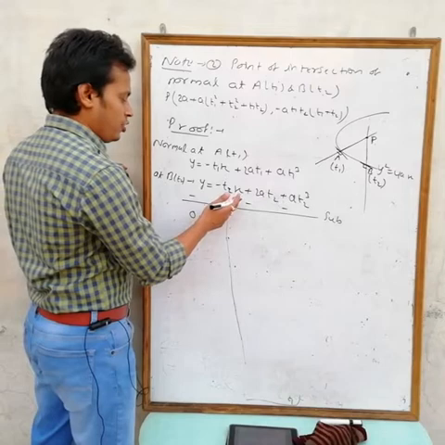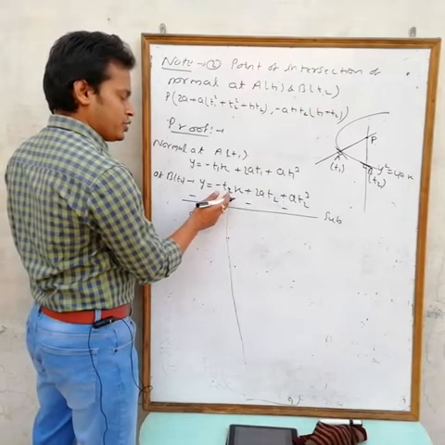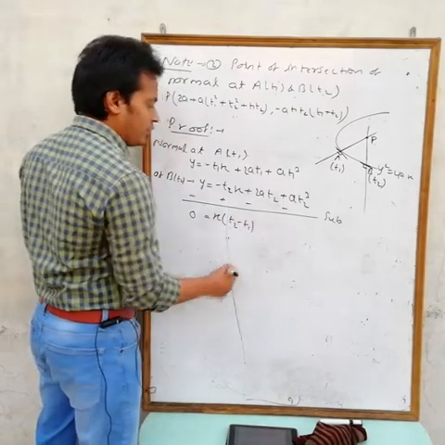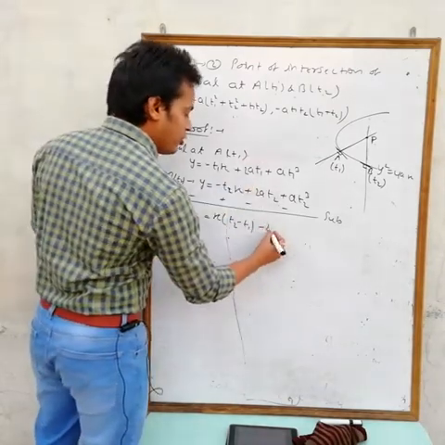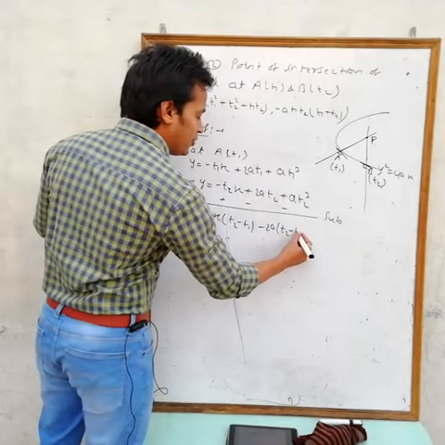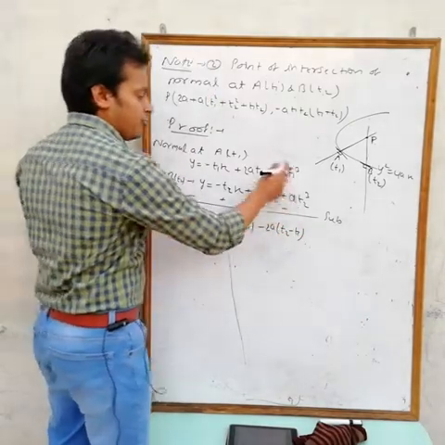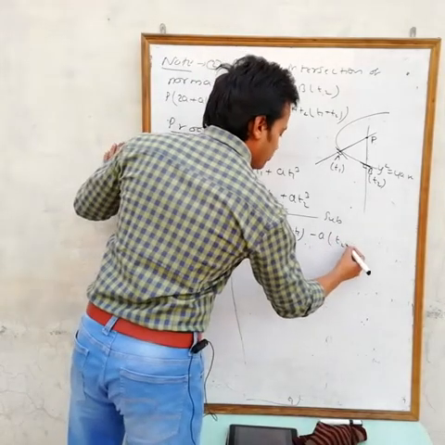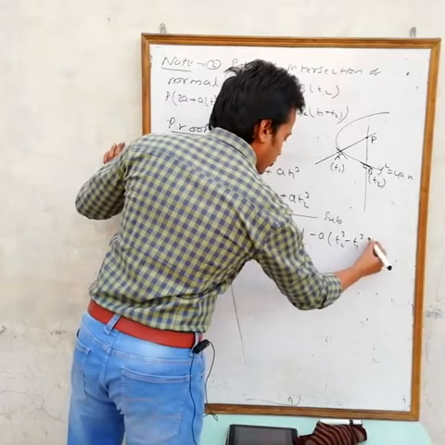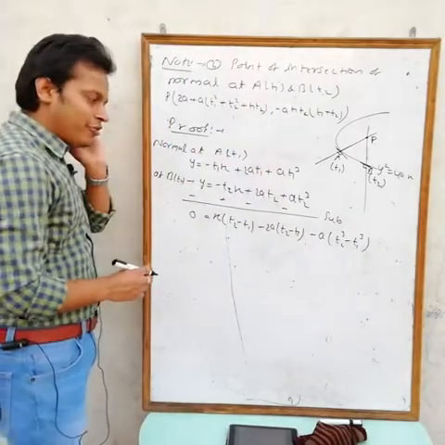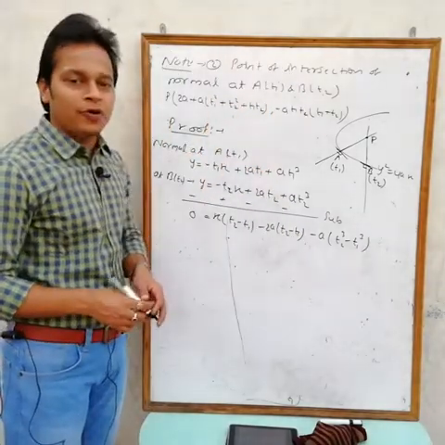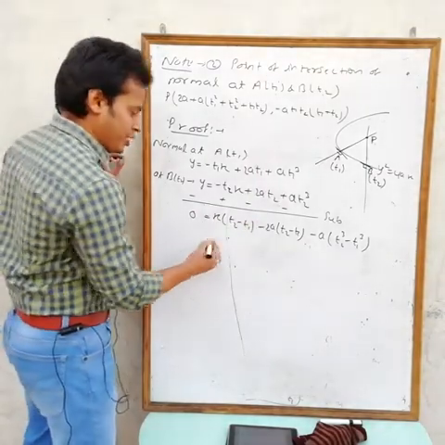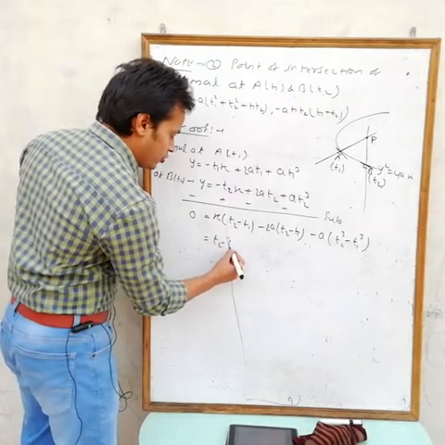From this, if you take x common, then we get x into (T2 minus T1). In these two terms, if you take minus 2a common, you will get (T2 minus T1). In these two, if you take minus a common, you will get T2 cube minus T1 cube. Now what do we want? We want the value of x and y. So can I take T2 minus T1 common? Yes, obviously you can.